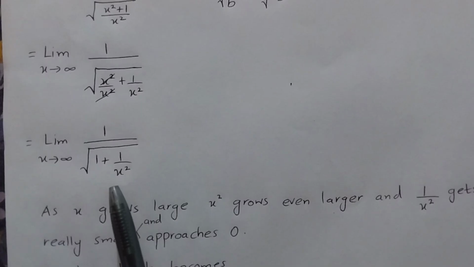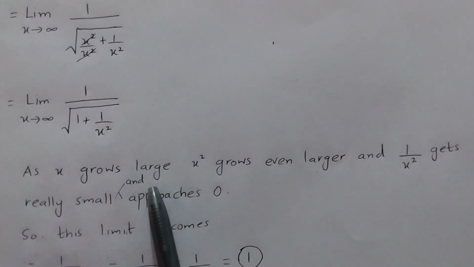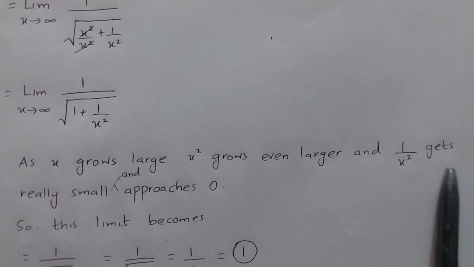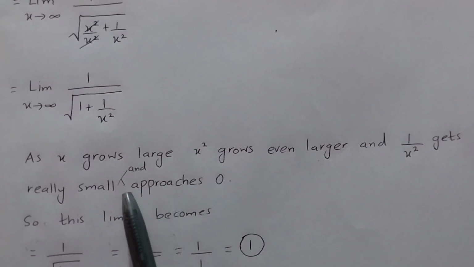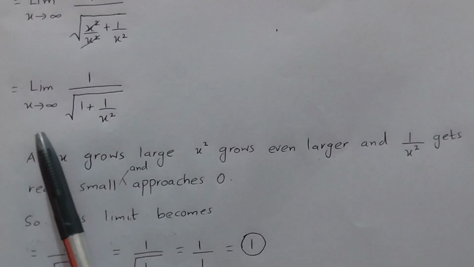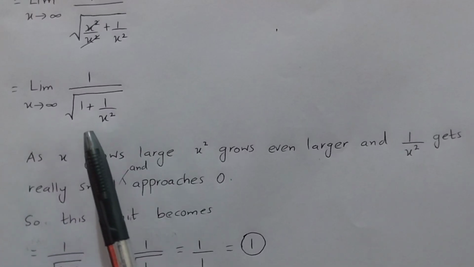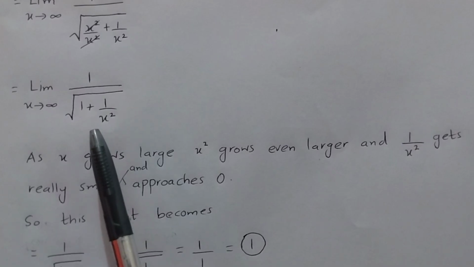It makes sense because when you divide a thing into many pieces, the individual pieces become small. So I've written here that as x grows large, x squared grows even larger, and 1 over x squared gets really small and approaches 0. So let's assume that x is 100. That means x squared will be 10,000. So 1 over 10,000 will be a very small positive number. It will be 0.0001.